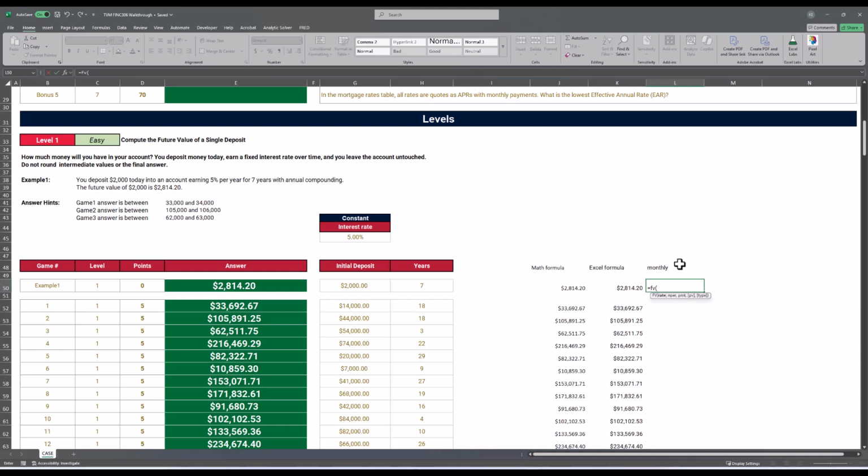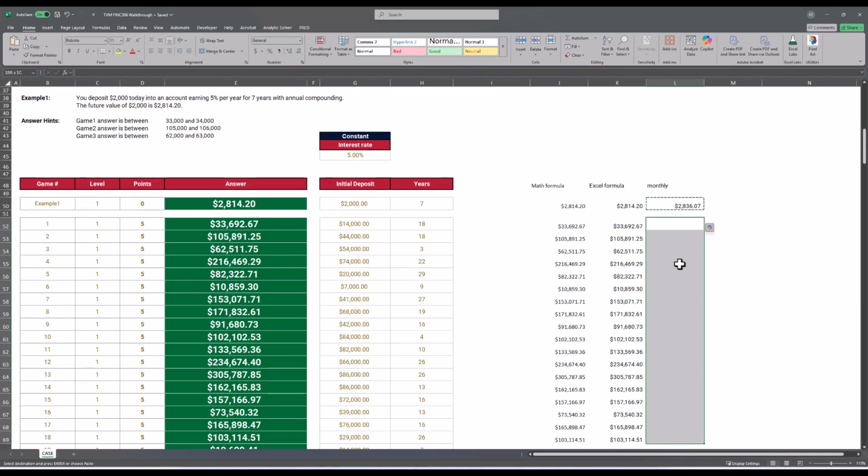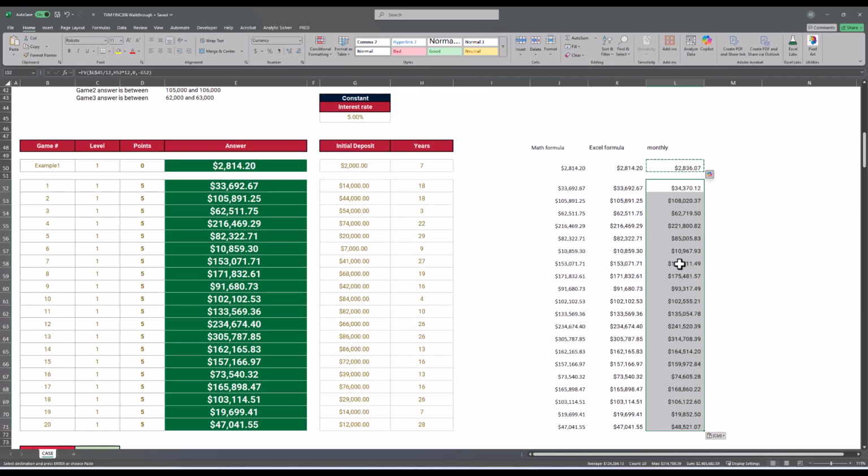So FV, my rate needs to be that number divided by 12. Number of periods is the number of years times 12. Payment is still 0, and present value is minus the initial deposit amount. So there's my future value with monthly compounding. Control C, Control V. Okay, so there's my answers to all of the different games.